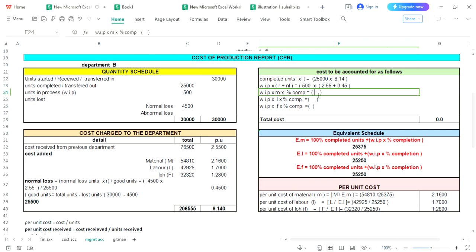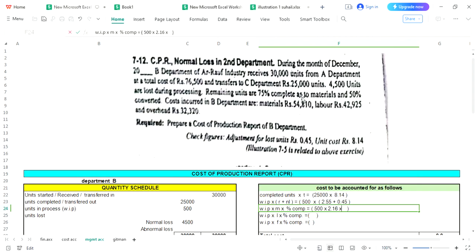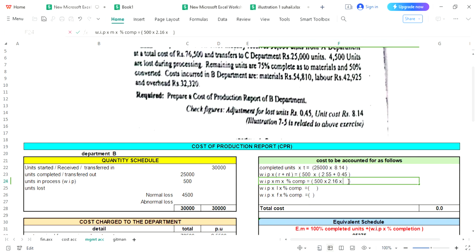Let's go to the third line. And in the third line, what do we need? Work in process. Come over here in the quantity schedule, that is 500. You need to put multiply and then small m, per unit cost of material. These per unit costs are written both in cost charged to the department and here where we have calculated per unit. First per unit cost is small m. You have calculated 2.16. Put the same 2.16 over here. Then the sign of multiplication and percentage completion. As you know, in the question for material, the percentage was given and you can see 75% is completed as to material. So you can write over here 75%. 75% means 75 divided by 100, which would come as 0.75. So the statement for the third line is completed. You can see over here work in process 500, small m per unit 2.16, percentage completion 0.75.